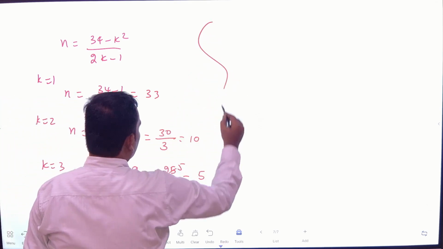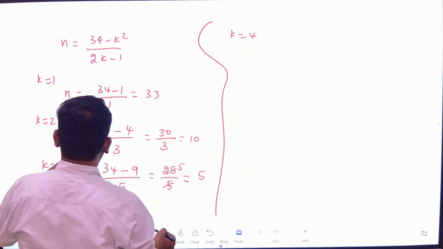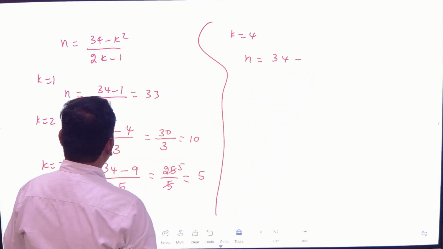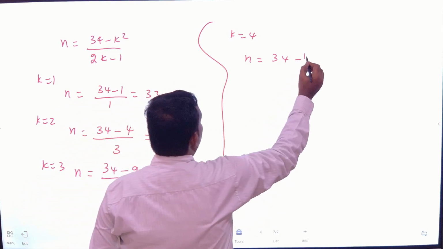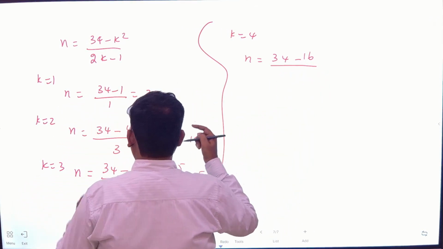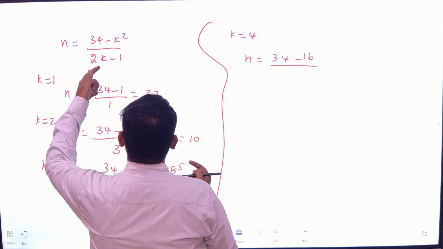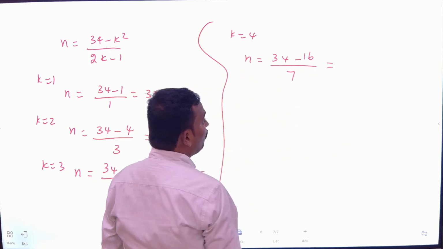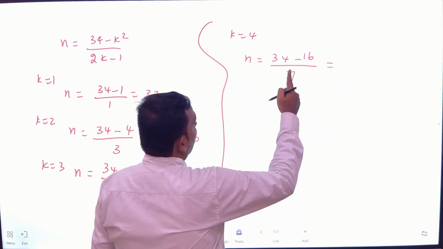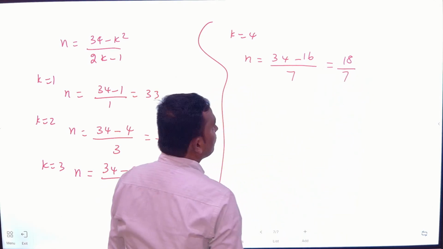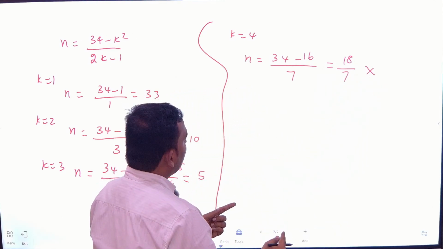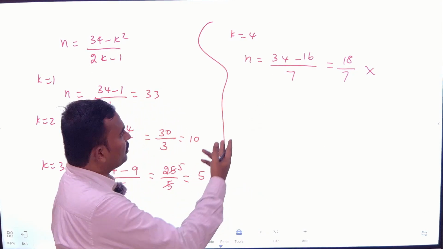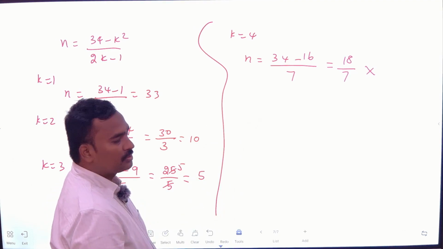Next, take k equal to 4. So what will n be? k equal to 4 means 34 minus 4 square, which is 16, divided by 2 into 4, which is 8, 8 minus 1 is 7. So 34 minus 16 is 18. 18 by 7 is not possible, right? The ratio is a fraction, not an integer, so therefore it's not possible.